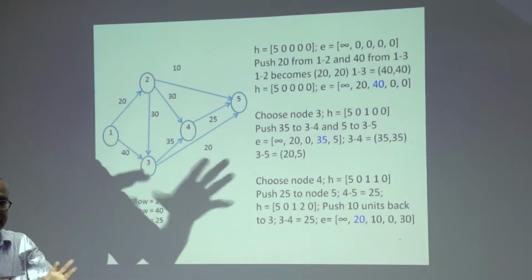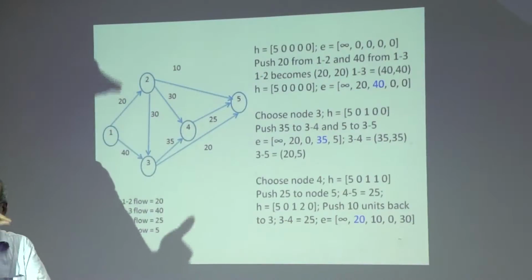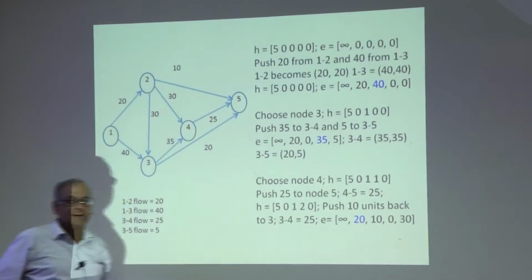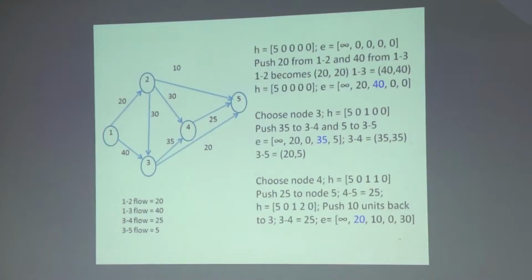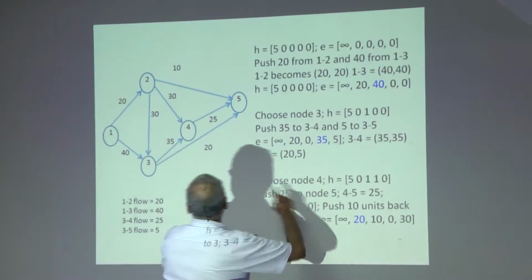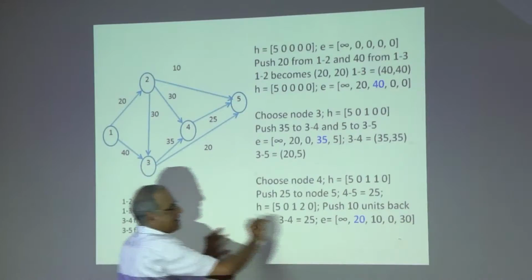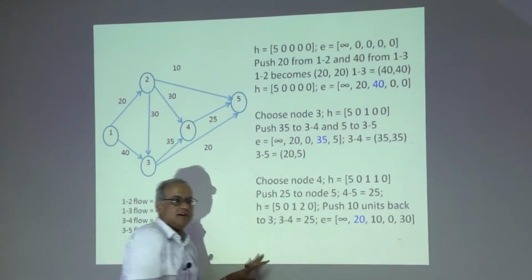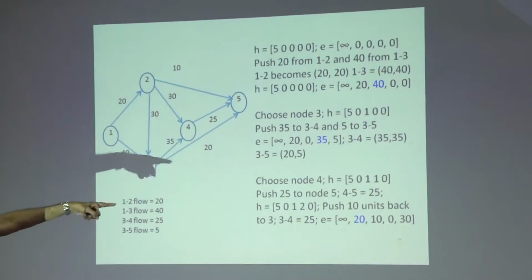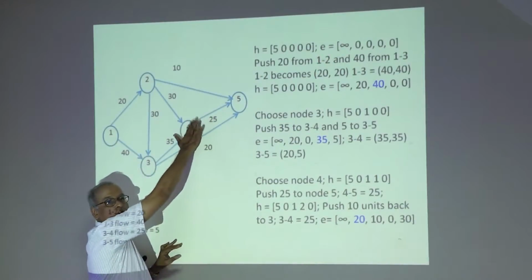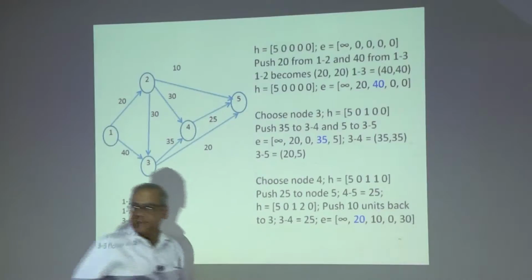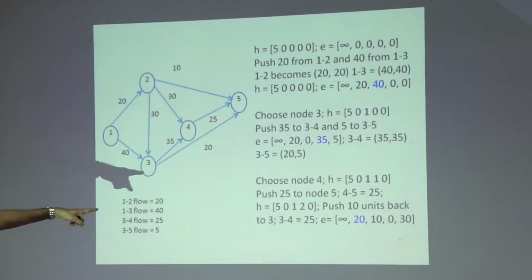Now this 10 in the same iteration I have to send it. The moment I choose the node, everything has to go from that node. Okay, everything has to go from that node. So 10 is remaining. So this 10 cannot go to 5. So this 10 has to be pushed back. So push 10 units back to 3. How do I do that? Right now the height of 4 is 1 and the height of 3 is 1. So make height of 4 2 so that 10 units are pushed back to 3 and nothing can go to 5 because this guy can't take any more. So infinity, 20, 10, 0, 30, that's the excess flow and those are the heights.